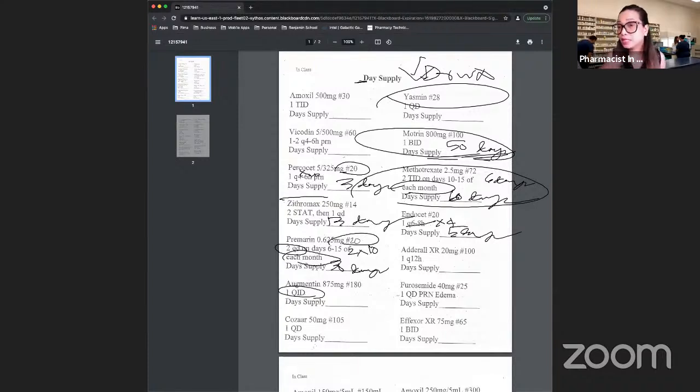When it comes to BID, it's just 2 times a day, not necessarily 12 hours apart. It'd be nice to do it 12 hours apart, okay? But it can be breakfast and dinner. Okay, can you follow?